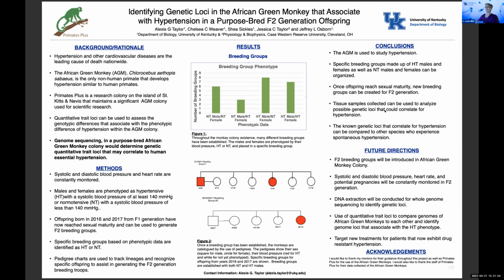All right, that happens. Okay, and then Dr. Cooper says, nice presentation. And where do you get the DNA samples from on the monkeys?